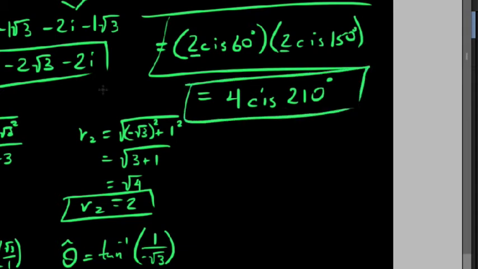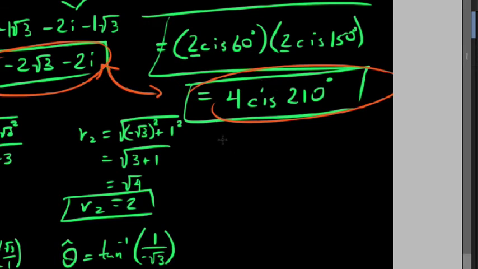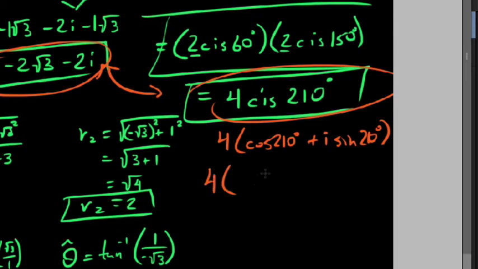Now what I wanted to do in the beginning here was compare our two answers. So in order to do this, let's just convert our trig form number back to standard form. This would be 4 times cosine 210 plus i sine 210. So this is 4 times cosine of 210. Cosine of 210 has a 30-degree reference angle. Recall that 210 is like 30 degrees past 180. It's right here. It's a 30-degree reference angle.